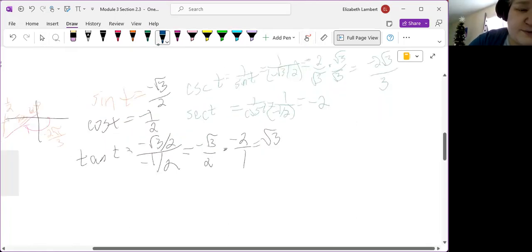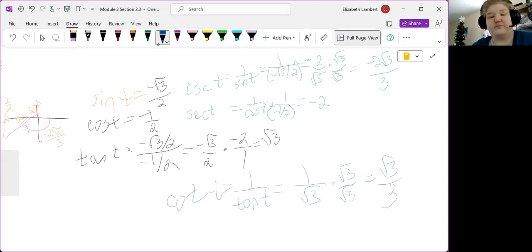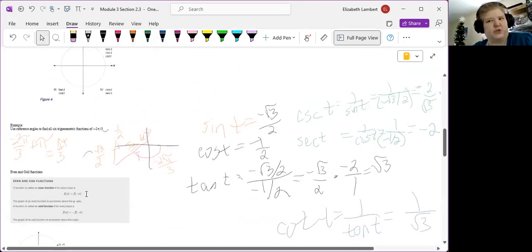And then finally, we finish it up with our cotangent, which is 1 over tangent, which is 1 over the positive square root of 3. We rationalize. We end up with the square root of 3 over 3. All right, so we did a whole bunch of find 6 trig functions. Find 6 trig, no really, 6 trig functions.